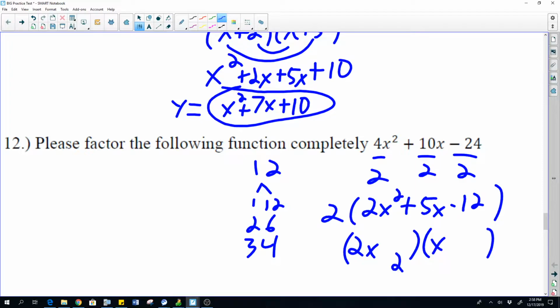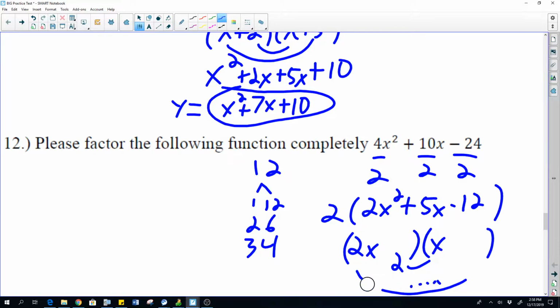If we put 2 here and 6 here and then multiply to see if we got it right, 6 times 2 is 12x, and then 2 times x is 2x. Will a 2x with a 12x, if we subtract them, give us 5x? Nope. 12 minus 2 is 10, or 12 plus 2 is 14.